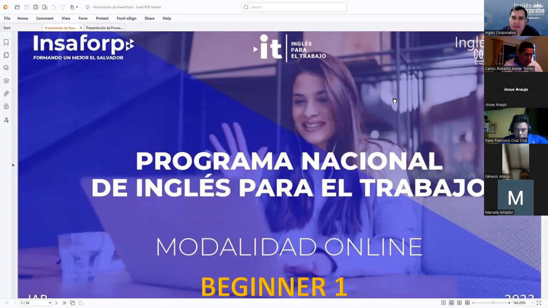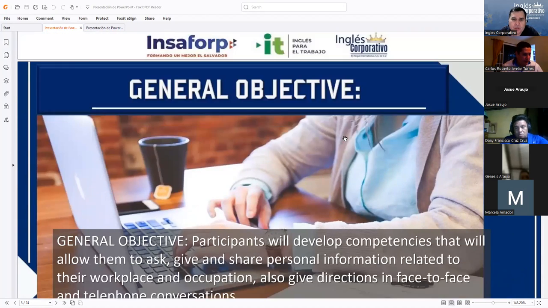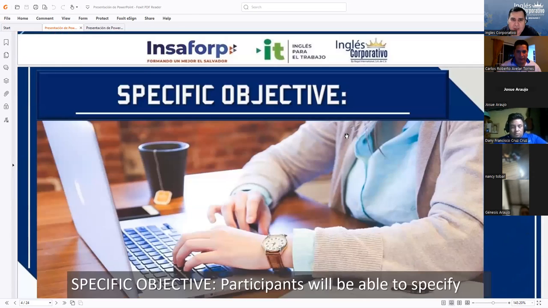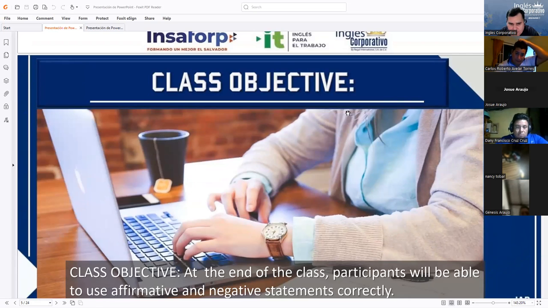Good evening. This is the English for Work program, beginner one. Welcome to your English class. Today is November the 7th, and this is class 11. Today, we're going to be working on WH questions or information questions and answers. This is the general objective. This is a specific objective. And this is a class objective.